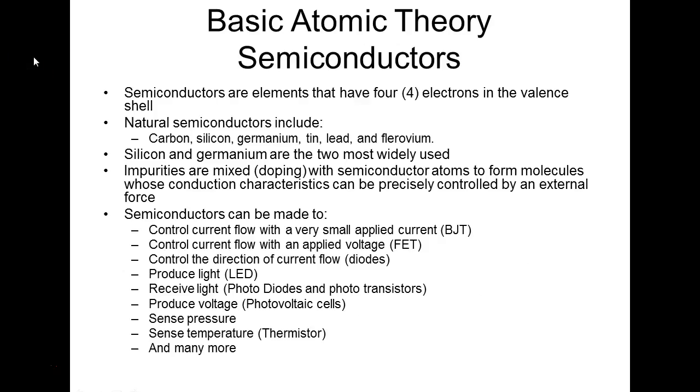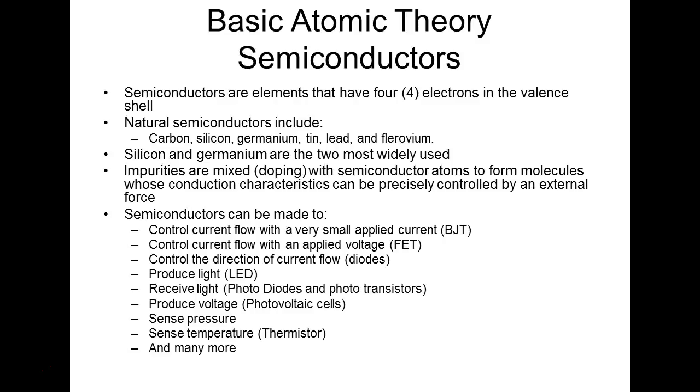And then we have semiconductors. Semiconductors are elements that have 4 electrons in the valence shell. Natural semiconductors include carbon, silicon, germanium, tin, and lead. The 2 semiconductors that we use most often are silicon and germanium. Which, by the way, gallium is starting to make a really big impact, because gallium is what we use in light-emitting diodes.